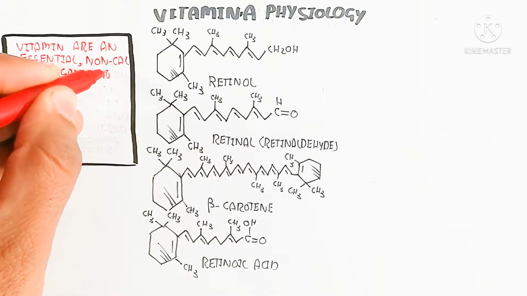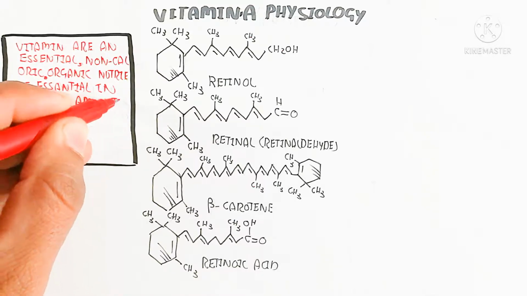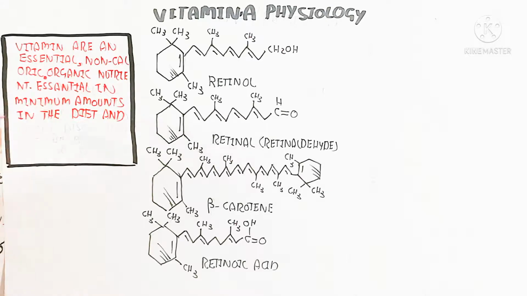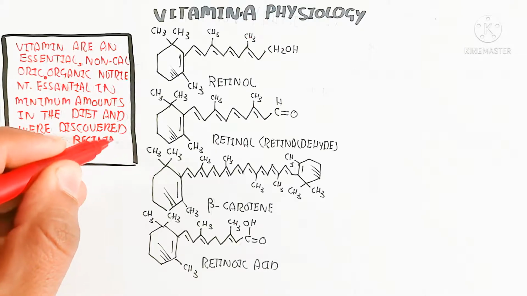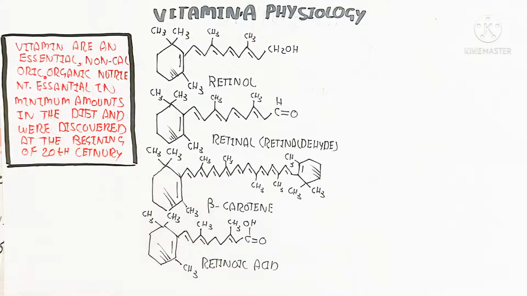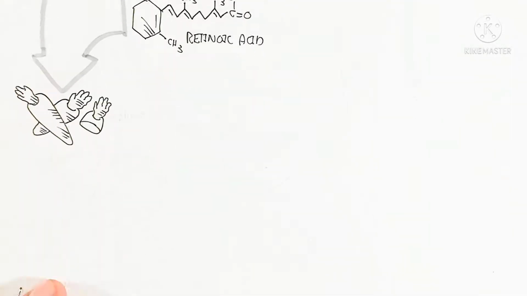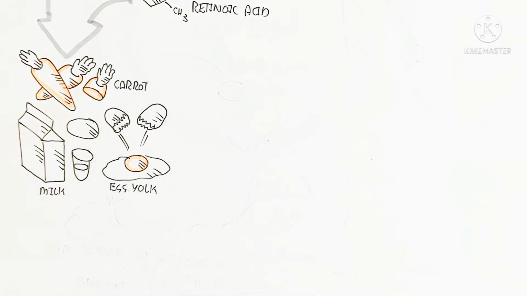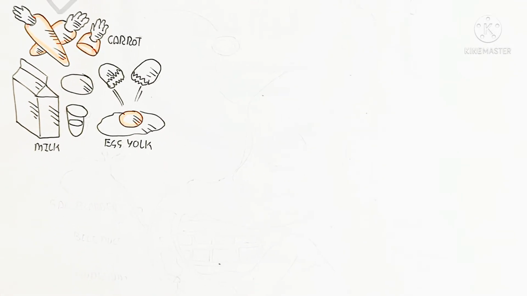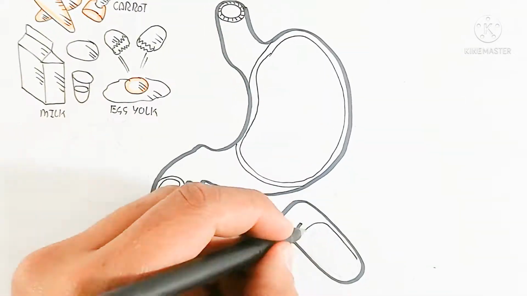So here, vitamins are essential non-caloric organic nutrients needed in minimum amounts in the diet, and were discovered at the beginning of the 20th century. Vitamin A is present in different foods, for example carrot, in the form of carotene, and also milk and egg yolk. All of this food contains vitamin A, and vitamin A is essential for our body, for vision, for the eyes, and also as an antioxidant.